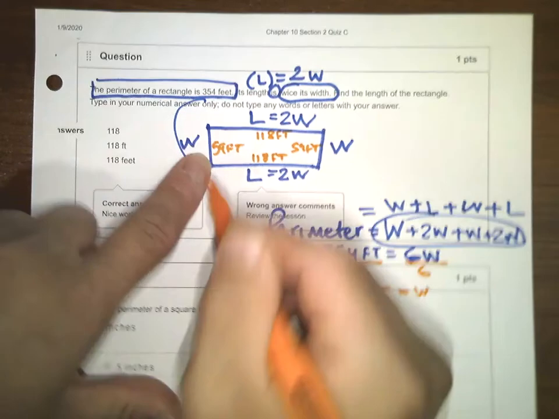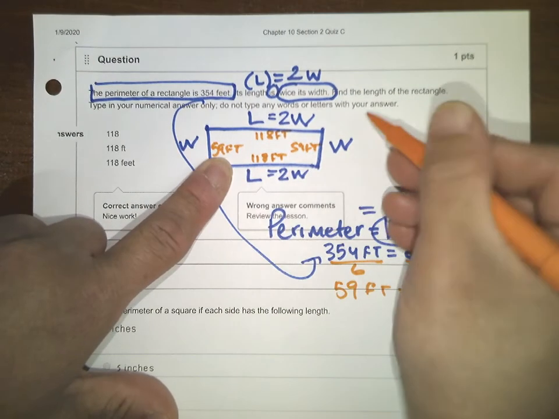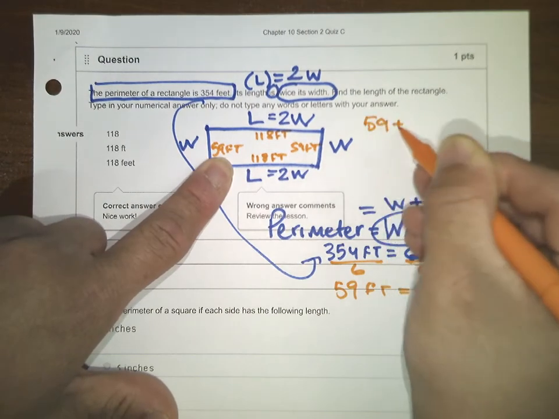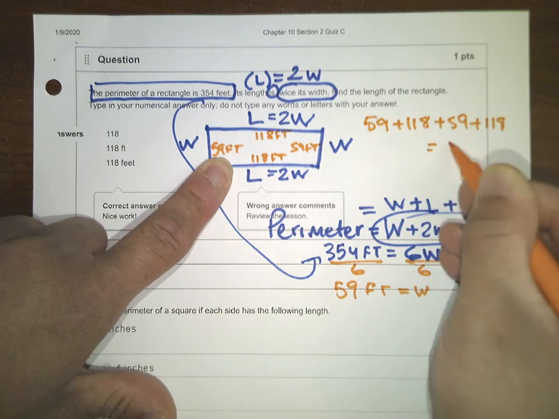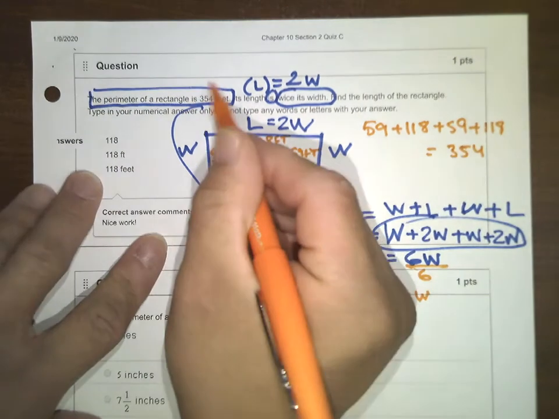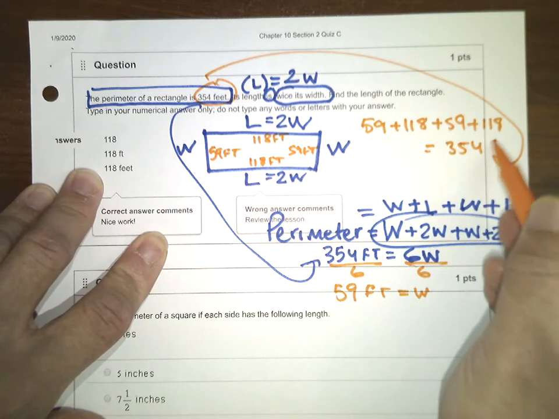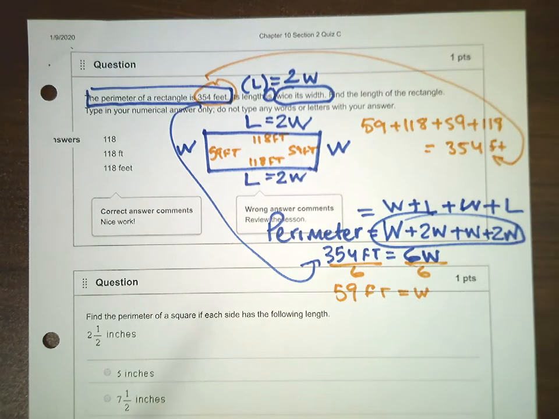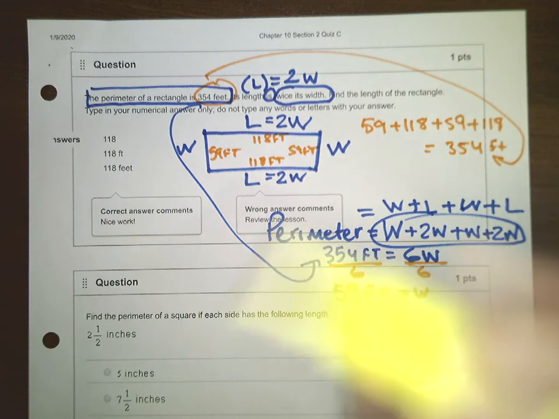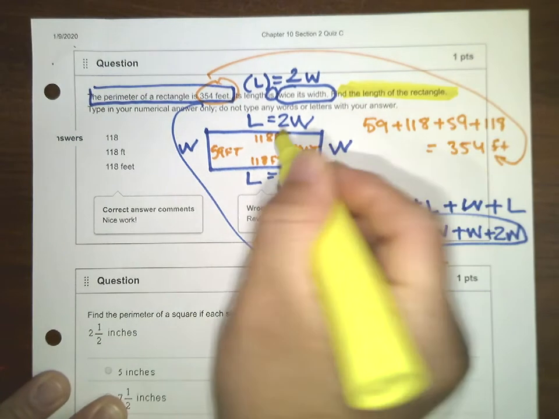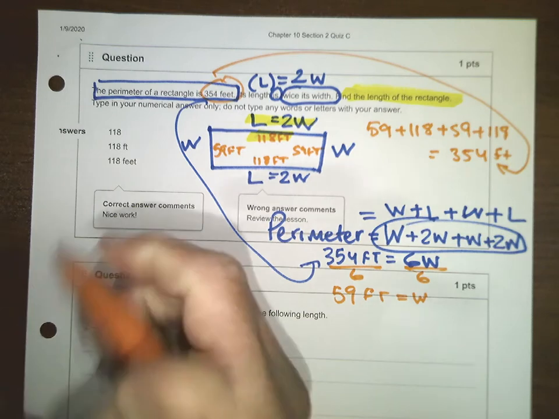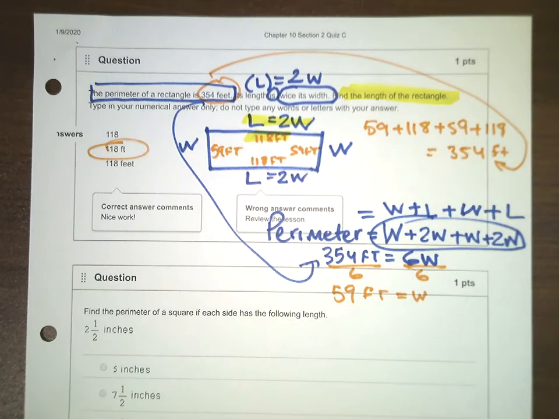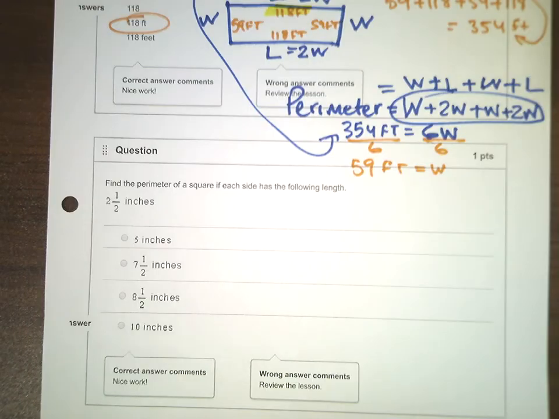And again, if you don't believe me that this is the correct answer, you could add this up, like 59 plus 118 plus 59 plus 118. That was 354. So I knew that, right? That was supposed to be the total perimeter. So of course, then I have to answer the question, and it wants us to find the length of the rectangle. The length was twice the width, so 118 feet. Here is the answer. What a time to be alive. All right, let's try another one.